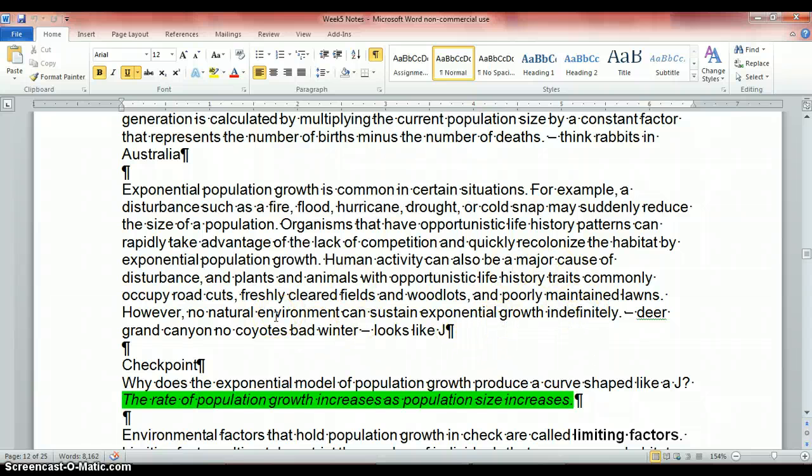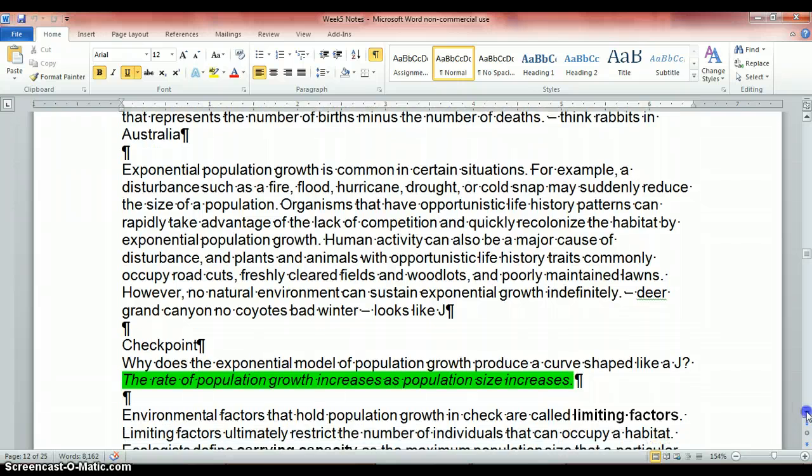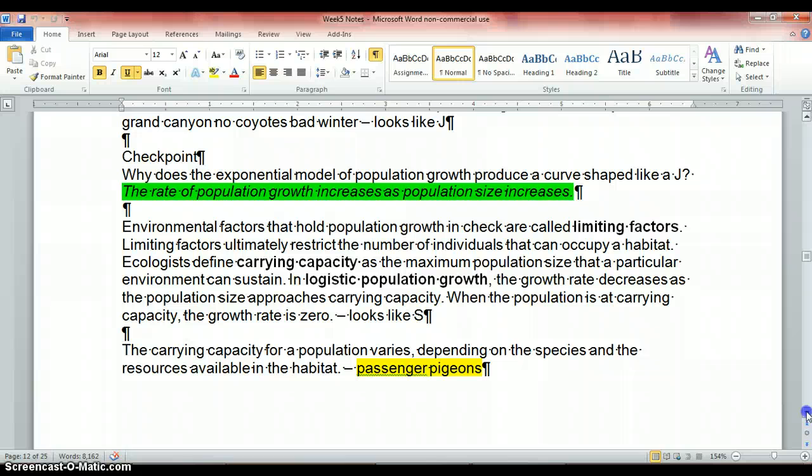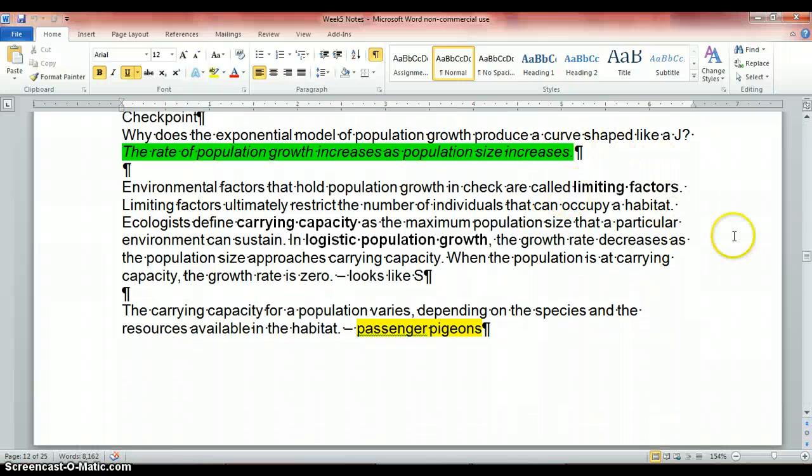However, no natural environment can sustain exponential growth indefinitely. Think about the deer in Grand Canyon when they killed off all the coyotes. It's going to look like a J, which we'll probably have a picture down here. Eventually an S. Environmental factors, these are called limiting factors. Limiting factors ultimately restrict the number of individuals that can occupy a habitat because they're limiting, right? There's a carrying capacity. This is the maximum population size for a particular environment that can be sustained, right?